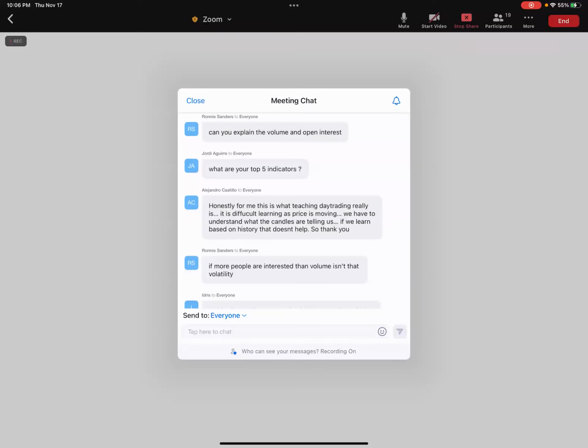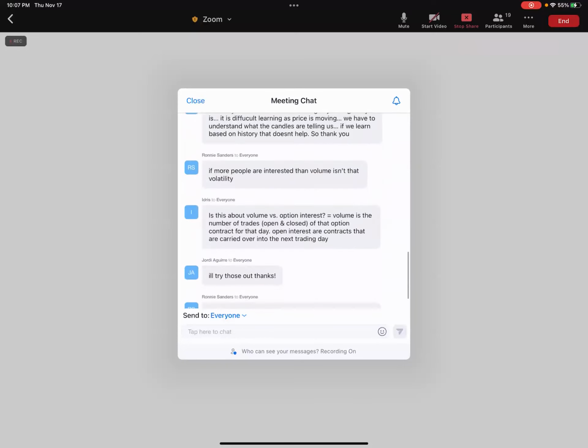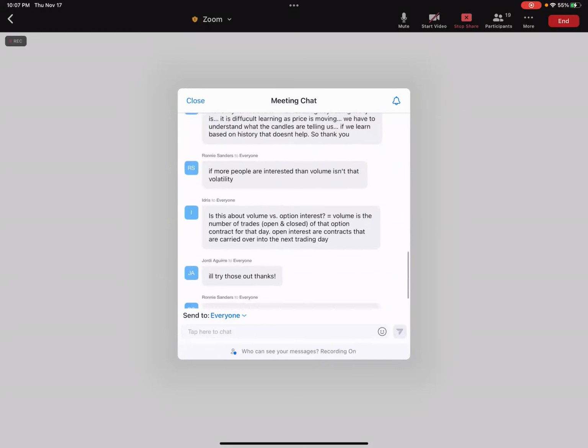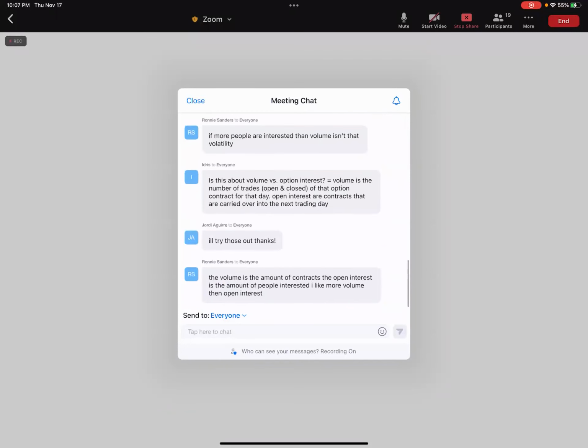If more people are interested, then volume isn't that volatility? I'm not sure I understand your question. The volume is the amount of contracts. The open interest is the amount of people interested. I like more volume than open interest. Actually, I do understand your question. Yeah, if more people are interested in volume, isn't that volatility? Yeah, that is.